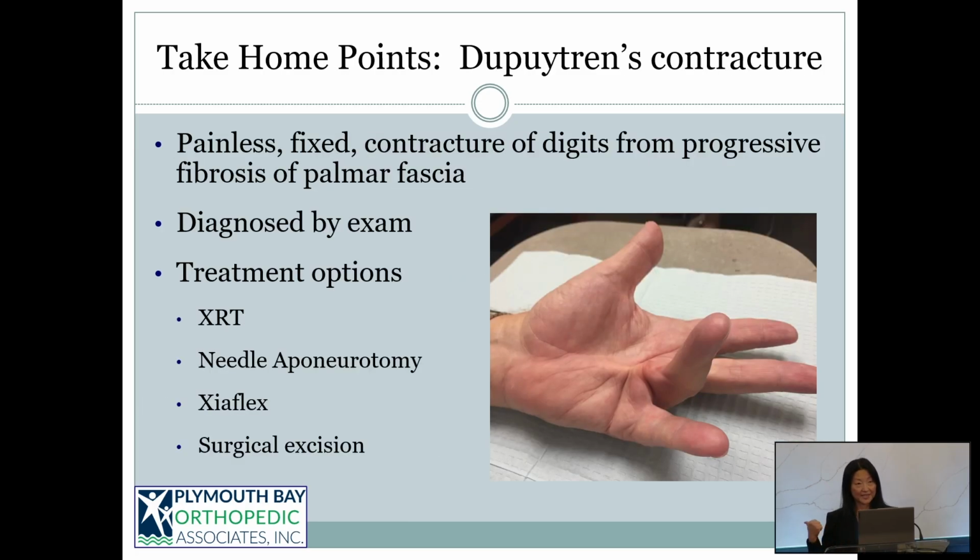So, take-home points. 1, Dupuytren's, what is it? It's a painless contracture of the fascia within the hand itself. It can cause the fingers to kind of slowly, permanently bend down. So the diagnosis is with physical exam, and treatment options kind of are what we listed before: radiation, needle aponeurotomy, XIAFLEX, and surgical excision.